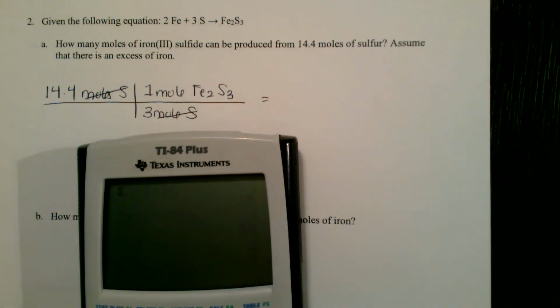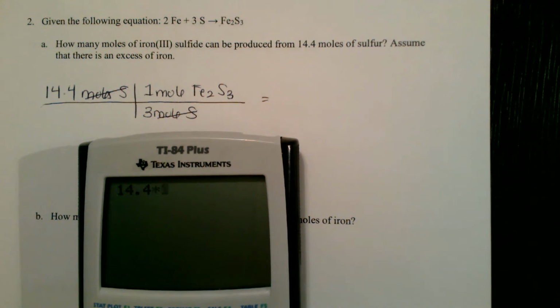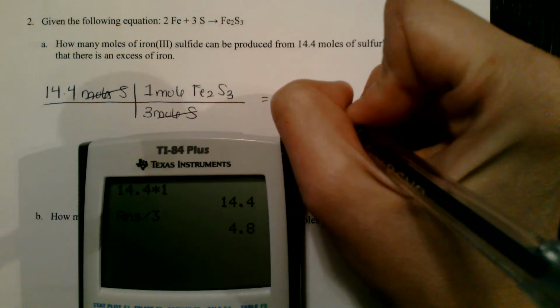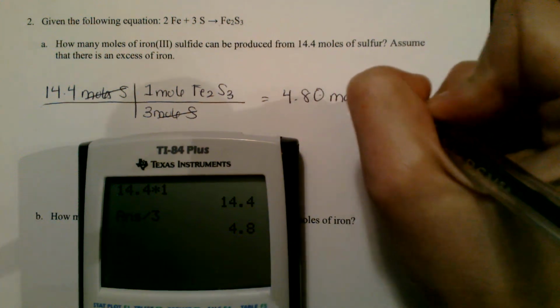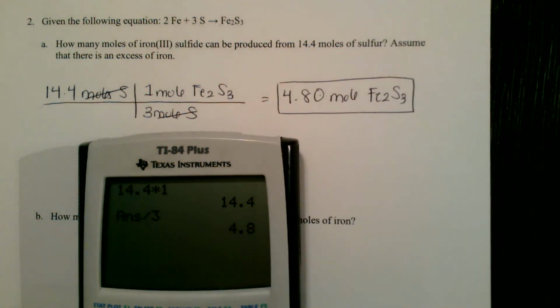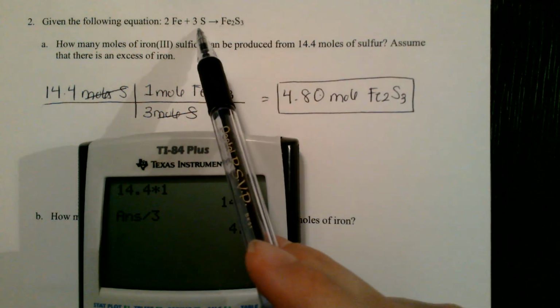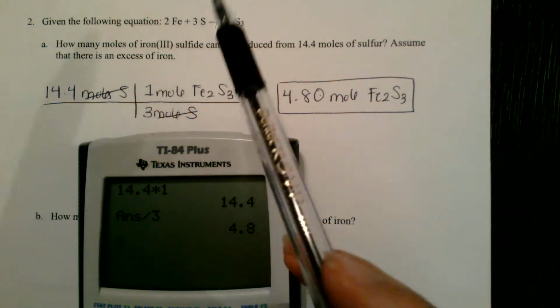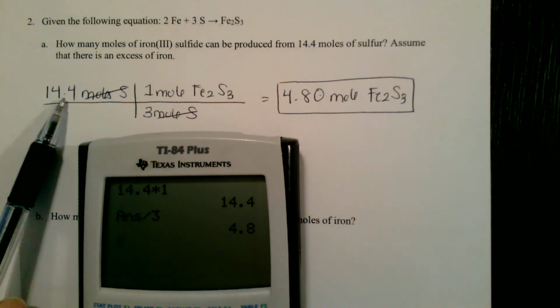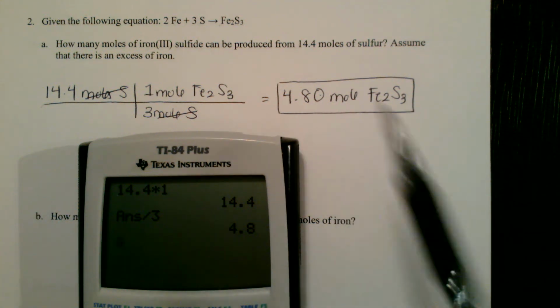Okay, and if we go, we have 14.4. Okay, so times 1 in the numerator, and then divided by 3. So we can make 4.80 mole of Fe2S3. Okay, so for every 3 sulfurs we have, we can only make 1 of those. So we had to take this and divide by 3. And I added that 0 there because we had the 3 significant figures, so we want to make sure we keep our 3 significant figures there.